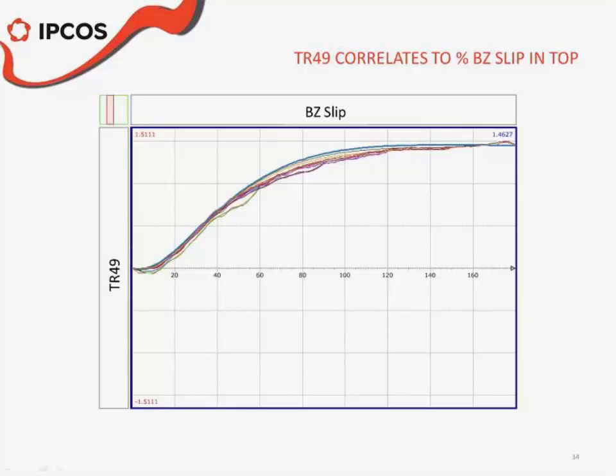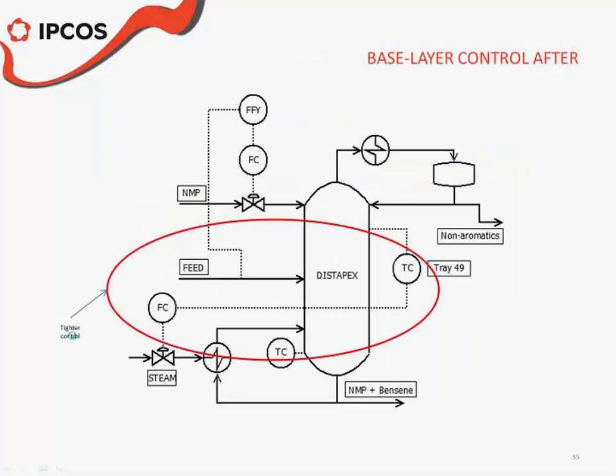Here you can see how that temperature on the tray actually correlates very well with the benzene slip. This is data taken from the plant. So basically what we noticed was that the temperature was much more sensitive to the changes in the duty to the column than it was to the changes in this ratio. So the decision was to change the strategy from controlling the temperature with the ratio to controlling the temperature with the duty to the column.